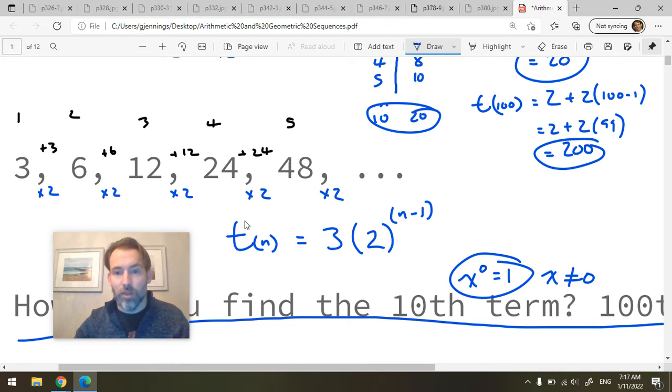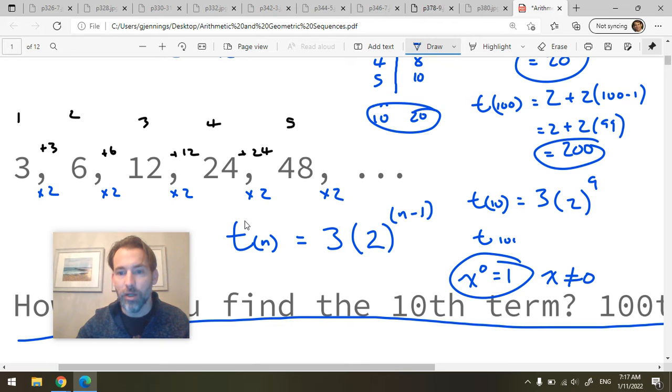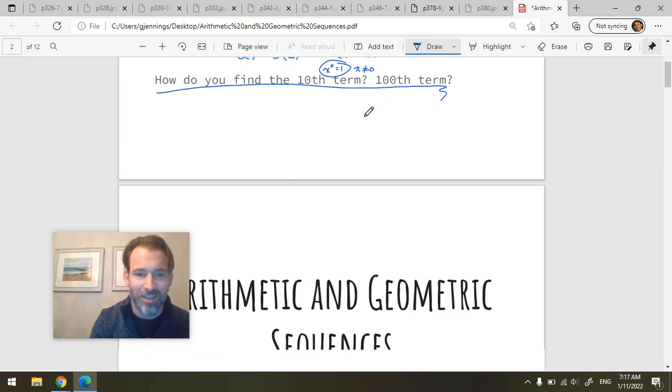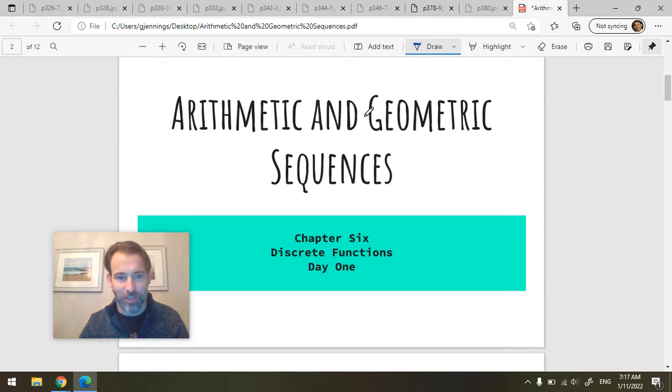So if I want to find t at 10, then that would be equal to 3 multiplied by 2 raised to the power 9. And t at 100 would be equal to 3 times 2 to the power 99. Okay, so that's how you do those. Let's carry on. Arithmetic and geometric sequences.